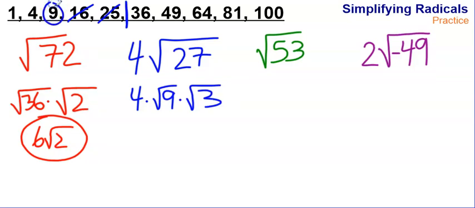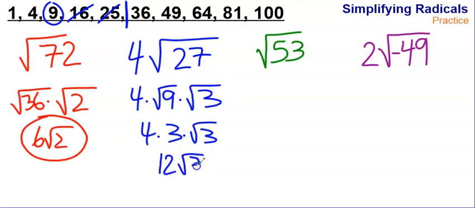If we evaluate it, it's going to be now 4 times 3 times the square root of 3. And now we multiply the two outside values together. 4 times 3 gives you 12. You have the square root of 3. And therefore, this is your final answer to this problem.